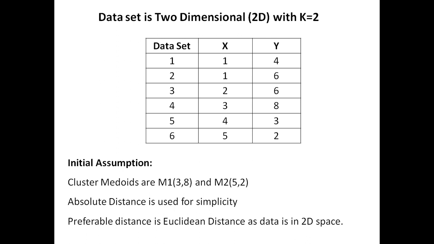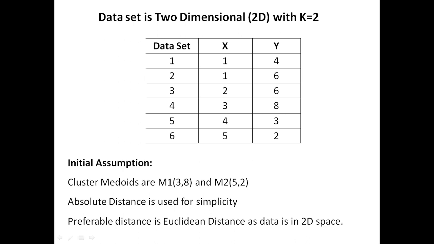This is the second problem as an exercise, where the data set is again in 2 dimensions with number of clusters k equal to 2. 6 points are given. Their x and y coordinates are 1, 4, 1, 6, 2, 6, 3, 8, 4, 3 and 5, 2. I suggest that you plot the points in 2 dimensions, and after the partition around medoids you can easily check how PAM is much more effective than our K-means algorithm.